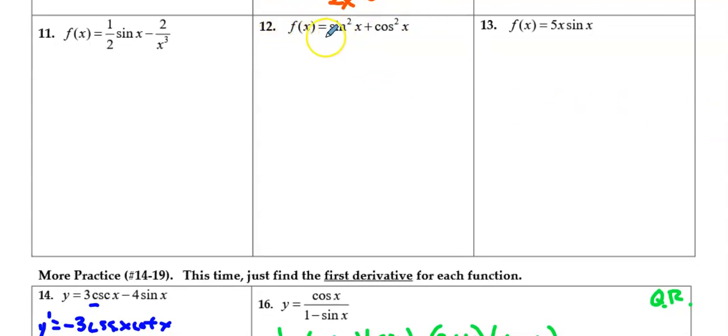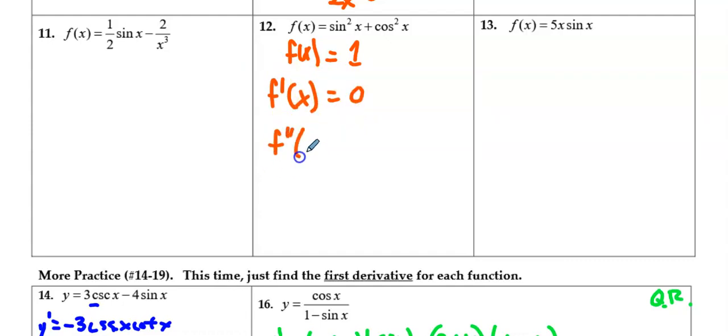So question number 12, it says sine squared x plus cosine squared x. And I just want you guys to know that, yes, this is an identity, right? It's an identity. It's just 1. Okay, it's just 1. So f of x is equal to 1. So the derivative of this function is going to be 0. And the second derivative of this function is also going to be 0.